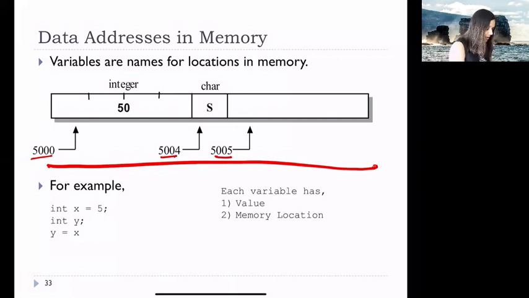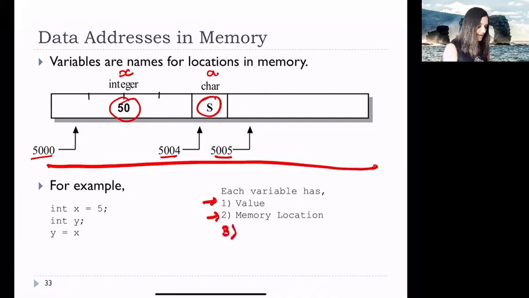Then, depending upon what we are storing in that memory, for example, if it's an integer x, then we can store the value 50, or in another case, if it's a char a, then we can store some char in that space of memory. So each variable has a value, it has a memory location, and definitely it has a name. And these are the things we are visualizing.